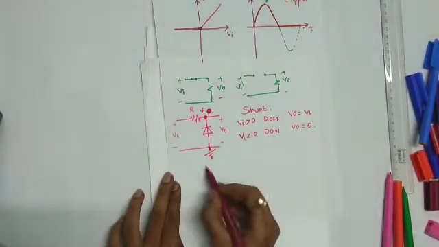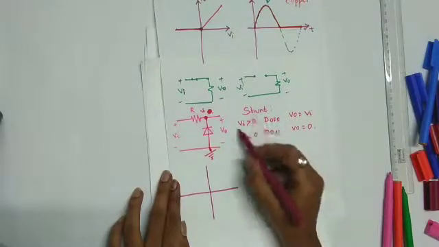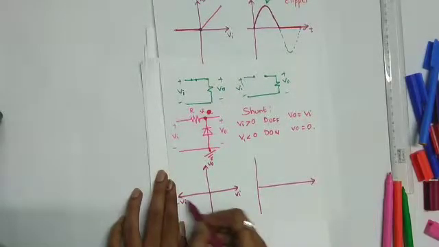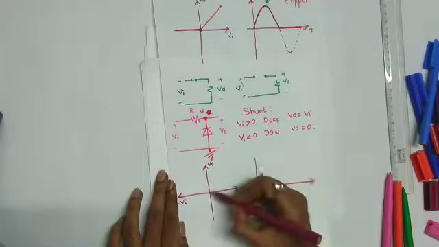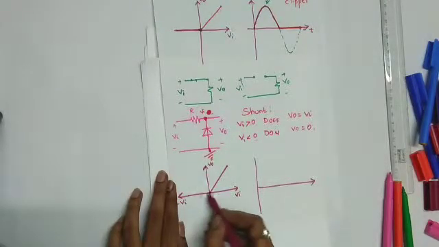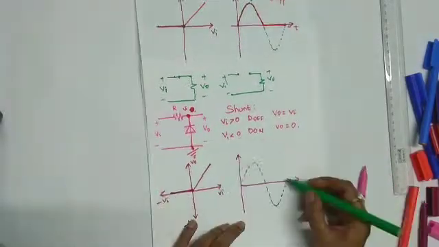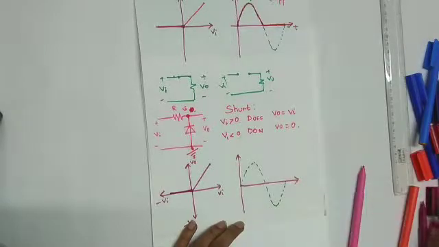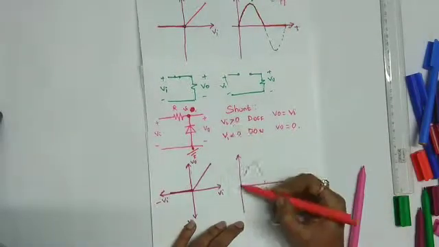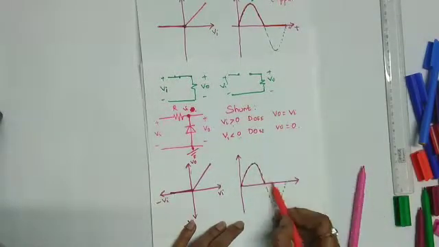Now what will the waveform look like? This is positive, this is Vi, this is V naught, this is negative Vi. For positive Vi, what happens? V naught equals Vi. It increases linearly with Vi. And for negative Vi, no matter how much Vi increases, V naught will be 0. And if I take the input waveform like this, when Vi is more than 0, V naught equals Vi. If Vi is less than 0, V naught equals 0.